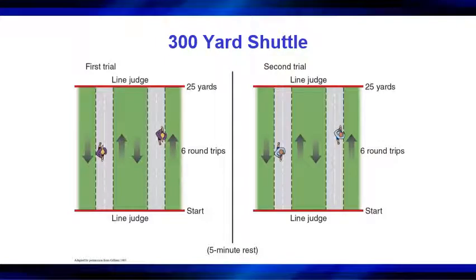So here's the 300-yard shuttle. Usually the way they set it up is with a 25-yard split. Athletes will sprint 25 yards, then immediately sprint back, and they'll do 6 round trips as fast as possible. They'll usually do 2 trials of this, and then they'll average them out to the nearest second, and that's what you'll get for the 300-yard shuttle.